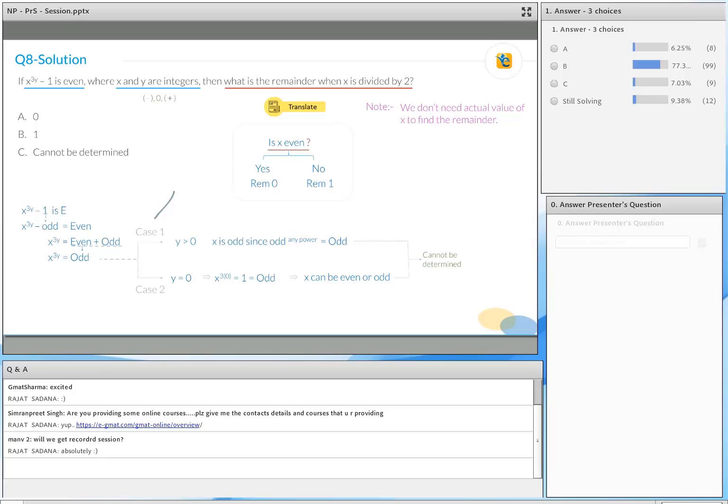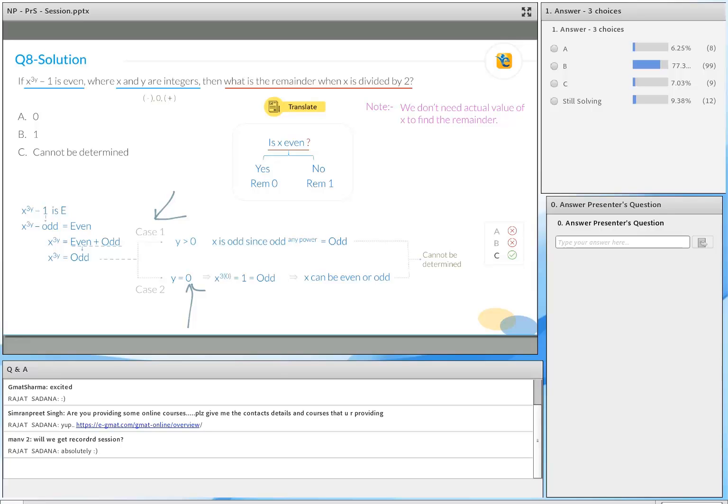All of you considered simply case number 1, and you said, oh, it's odd, so the answer is B, and that's how you got to choice B. But you forgot to consider the case of the exponent being 0, in which case x can be either even or odd, which means that you cannot determine the even-odd nature of x. So what's the learning from this question?